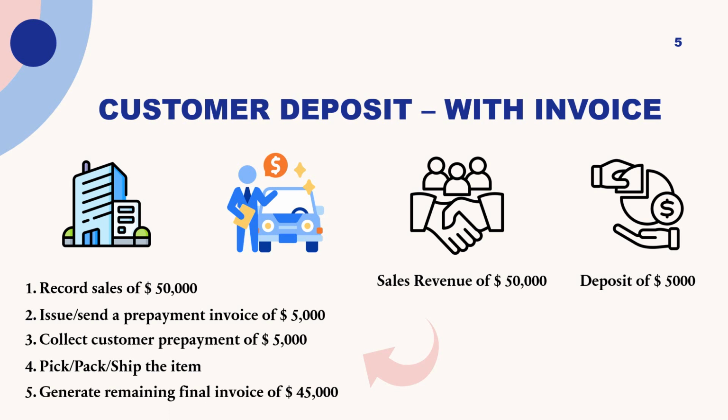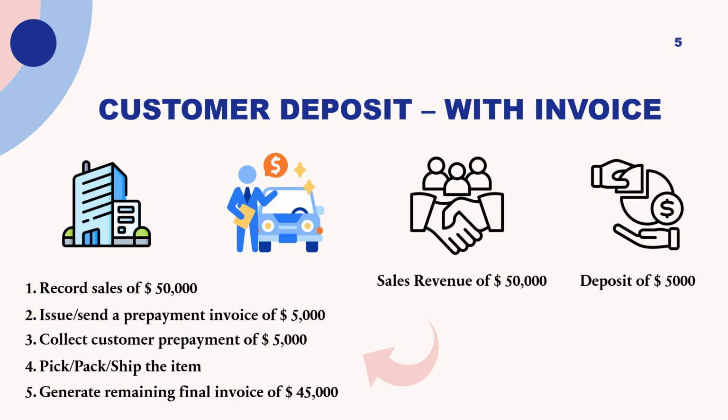And finally, the customer will need to have another invoice including the remaining amount that they owe the ABC company once receiving that car, right? So that is going to be the $45,000 as the remaining final invoice. So that's it. That's the whole process.